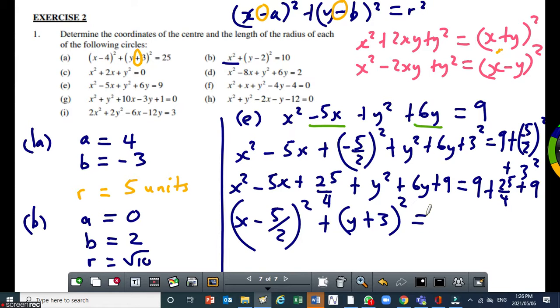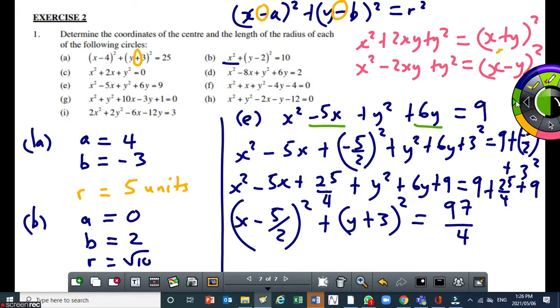You want the answer as a common fraction. 97 over 4. Right? Now what does the question say? The question says determine the center and the length of the radius. Okay? So once you get here, you can easily determine the value of A, the value of B. Find the square root of that, then you get the radius.